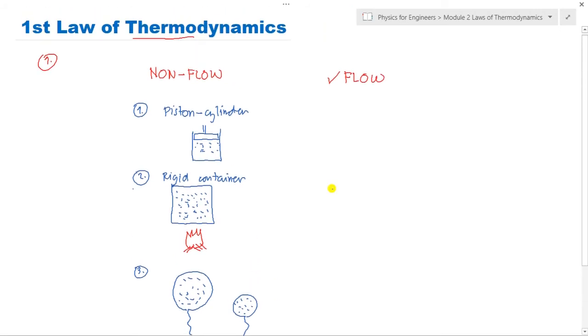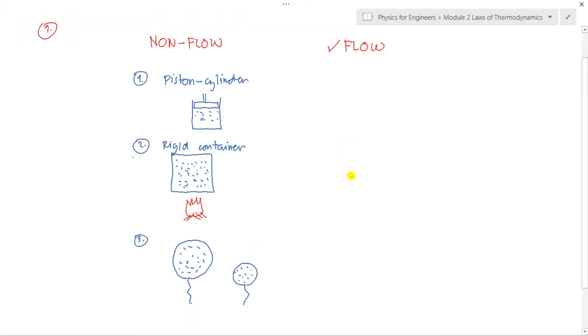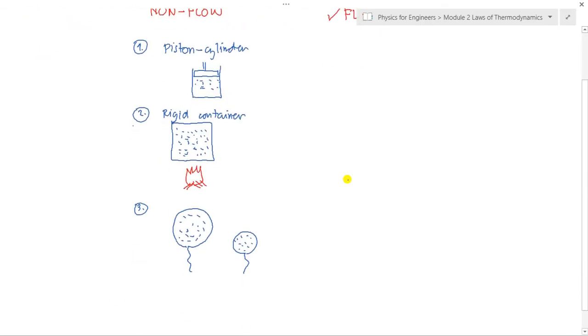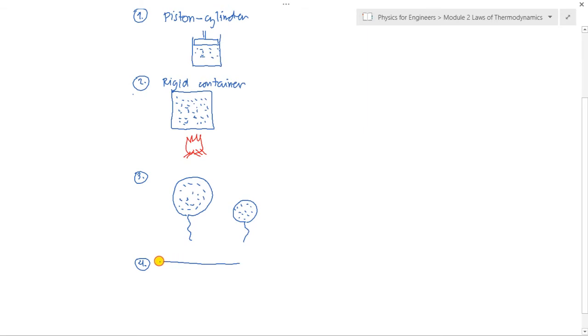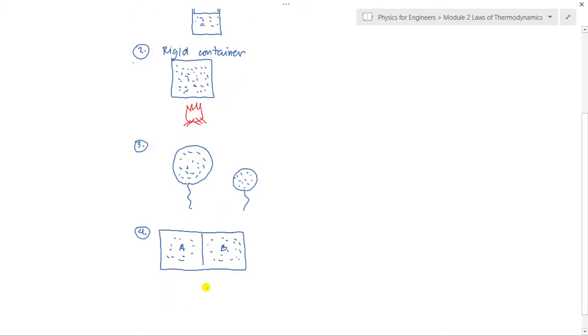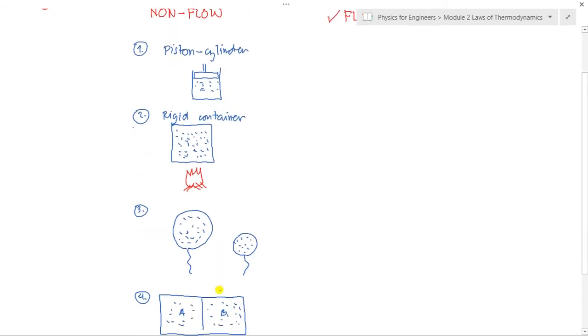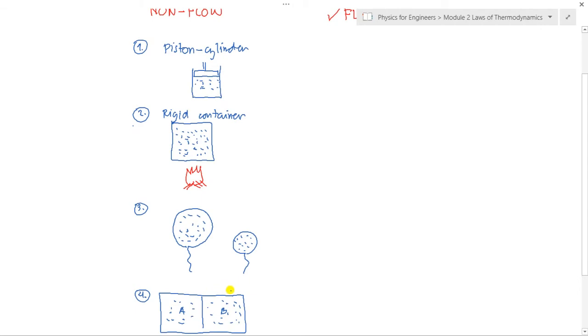And then for the flow process, that has the most examples. And there is one more additional example for non-flow. We have a rigid container with a partition, and there is space A and space B filled with working substance and another working substance, but of different temperature and pressure. Then you remove the partition, so what are the resulting properties? That is also an example of a non-flow process.